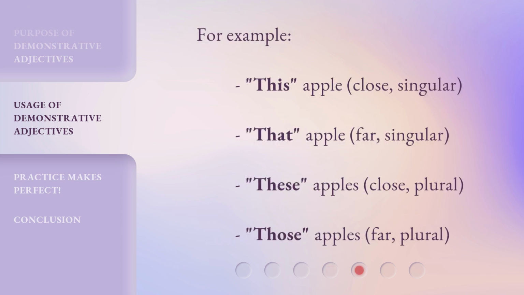For example, this apple, close, singular. That apple, far, singular. These apples, close, plural. Those apples, far, plural.